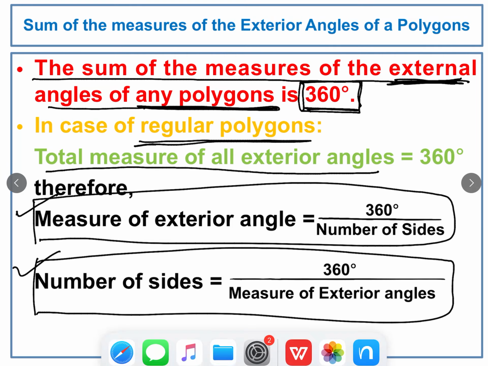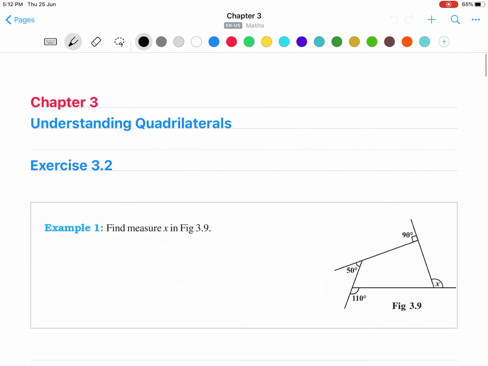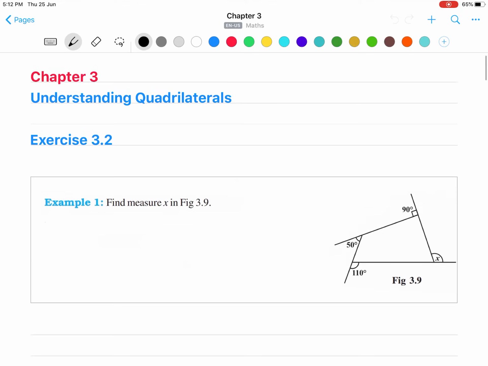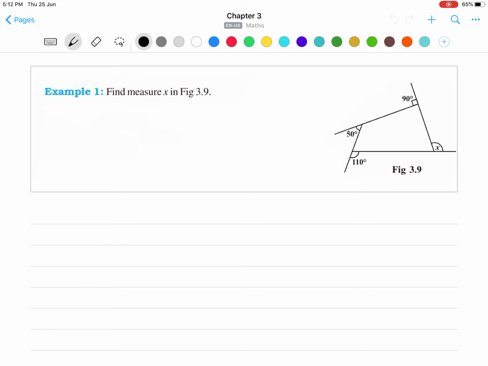Let's jump to the exercise. Before the exercise we have 2 examples. So first we'll do the examples from your NCERT textbook. The first example is: find the measure x in figure 3.9. We are given this figure in which we are given an angle x, and we have to find the measure of this angle x. So we'll write its solution.